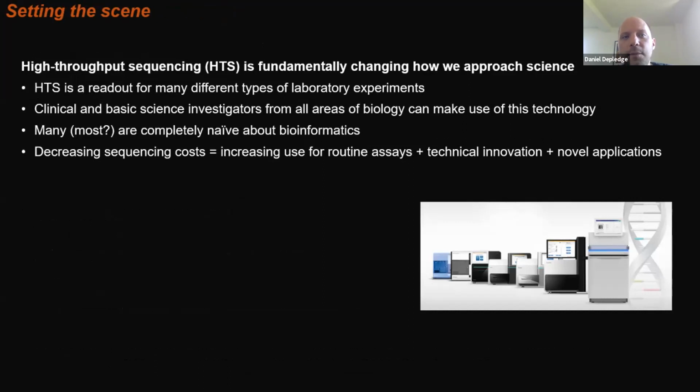But setting the scene for today, what we really want to talk about is how high throughput sequencing has fundamentally changed how we approach science. It's become a very common readout for many different types of lab experiments. Most papers you pick up today will have at least some kind of sequencing in them. It seems to be almost a prerequisite in cases. Clinical and basic science investigators from all aspects of biology are now using this technology regularly. The problem, of course, is that many people still remain very naive about bioinformatics, and particularly the analysis of sequencing data and the complexities that come with that.